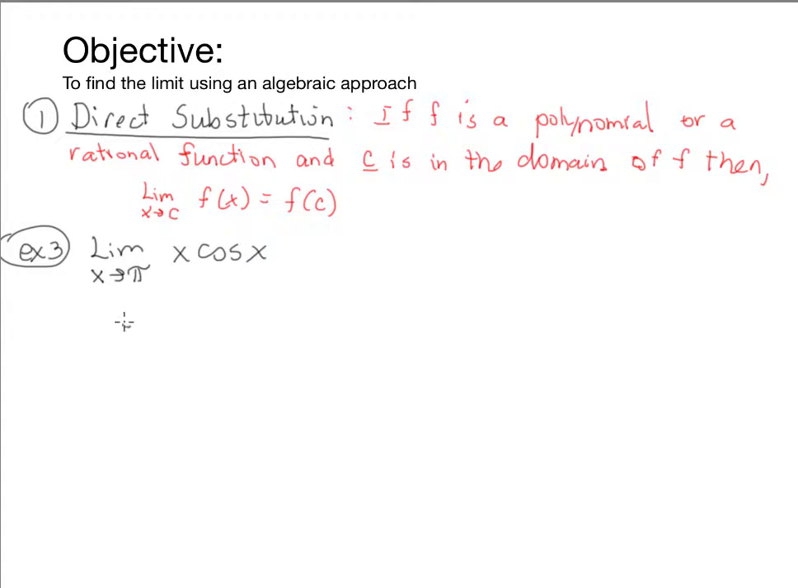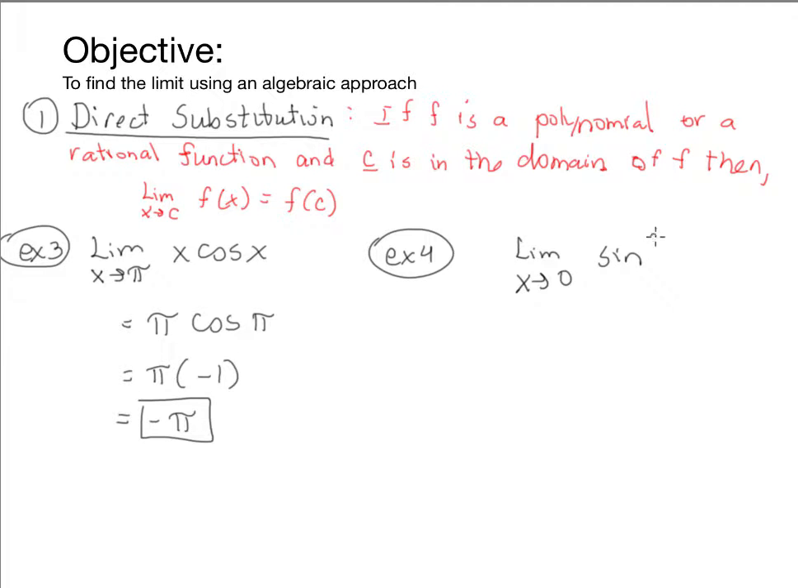Okay, let's try one with trig. Now let's just try direct substitution. Replace every x with pi. And I know from my unit circle that cosine of pi is -1. Pi times -1 is -pi.